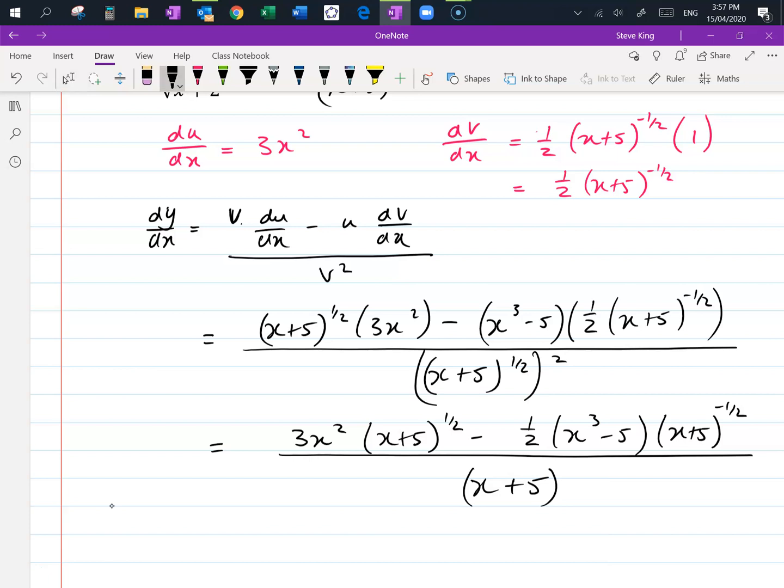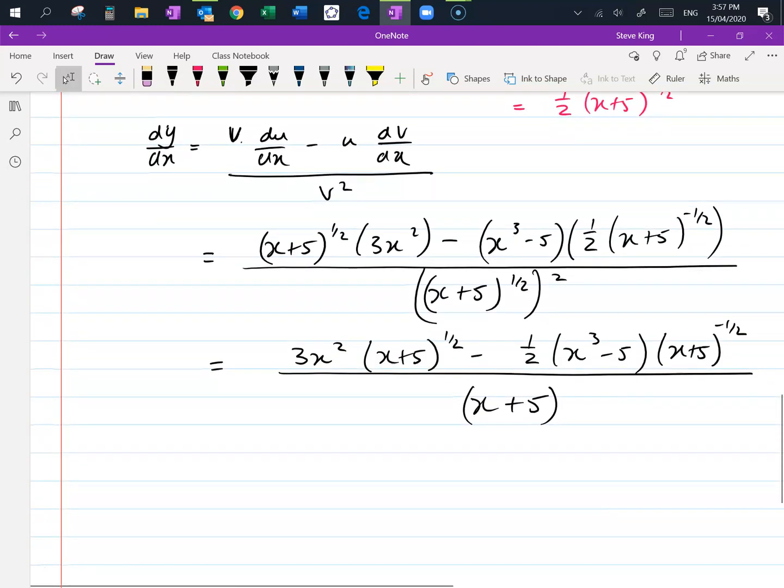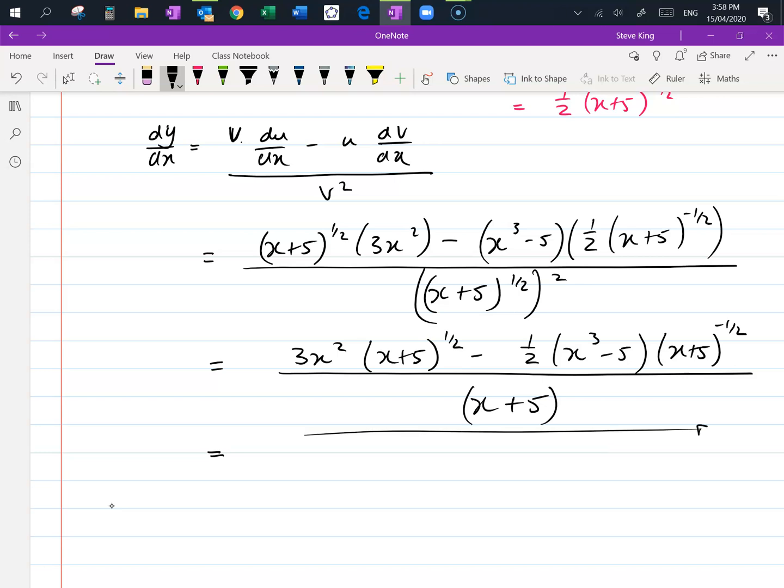We could possibly have done some simplifications with the x plus 5s. So I could take out that, but I'm just going to leave it at this stage, leave it like that. So hopefully that makes sense to you. You need to now go and practice this.